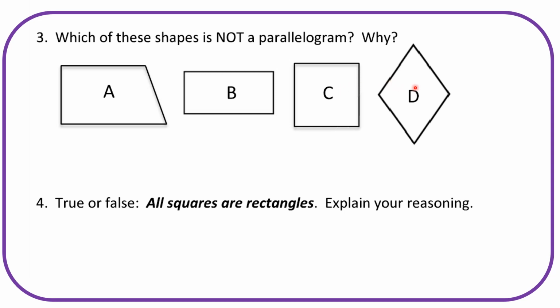D is a little bit tricky. D, at first glance, you might think looks like a kite, but it's actually a diamond shape. It's a rhombus that has been sort of twisted over onto its side.